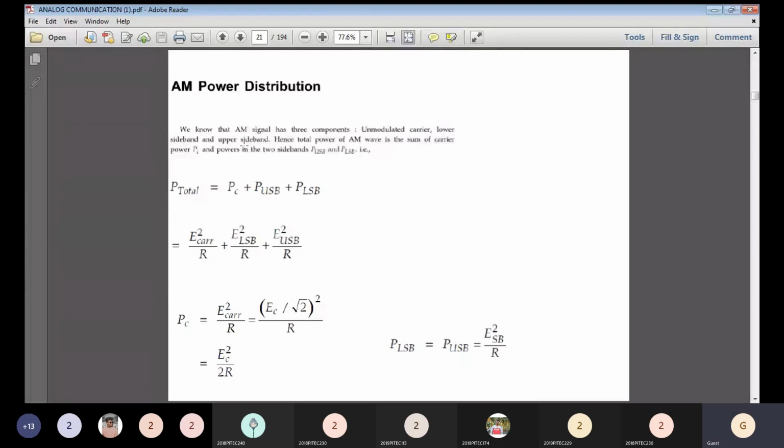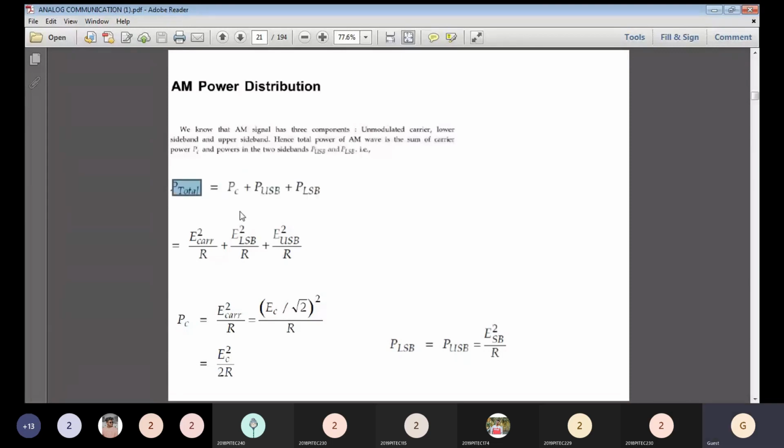The bandwidth is increased to 2Fm, but here we are going to discuss the power variation. The AM signal has three components: unmodulated carrier, lower sideband, and upper sideband. So the total power is the addition of the power of all three components: power of the carrier component plus power of the upper sideband plus power of the lower sideband. All the individual powers are added together, and that gives the total power.